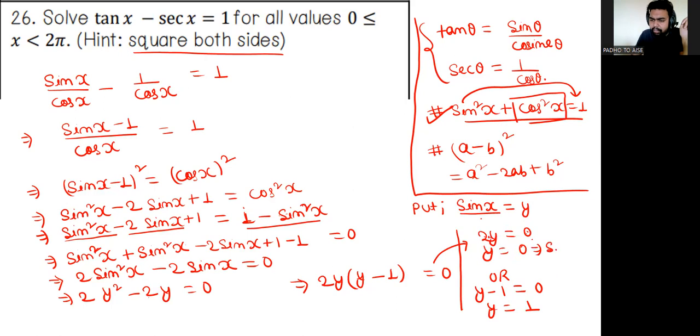Now I could bring back the original form. I could write sine x is equal to 0, or sine x is equal to 1, right? So now I have two equations to solve. I'll solve this one and I'll solve this one, and solving these is pretty easy. One more thing, they're asking for the value between 0 degrees and 2 pi, that means 360 degrees. So you need to take all those values into consideration. Here I will make the unit circle and we'll try to solve on the next page.